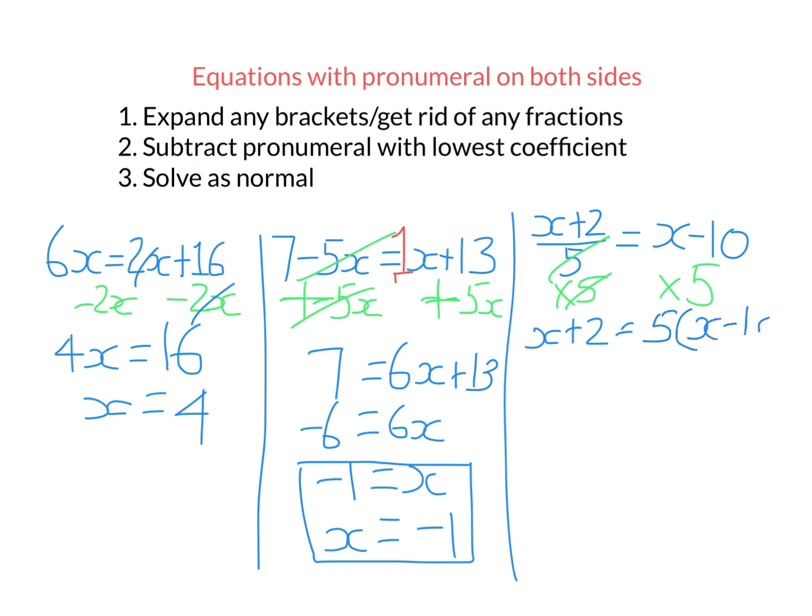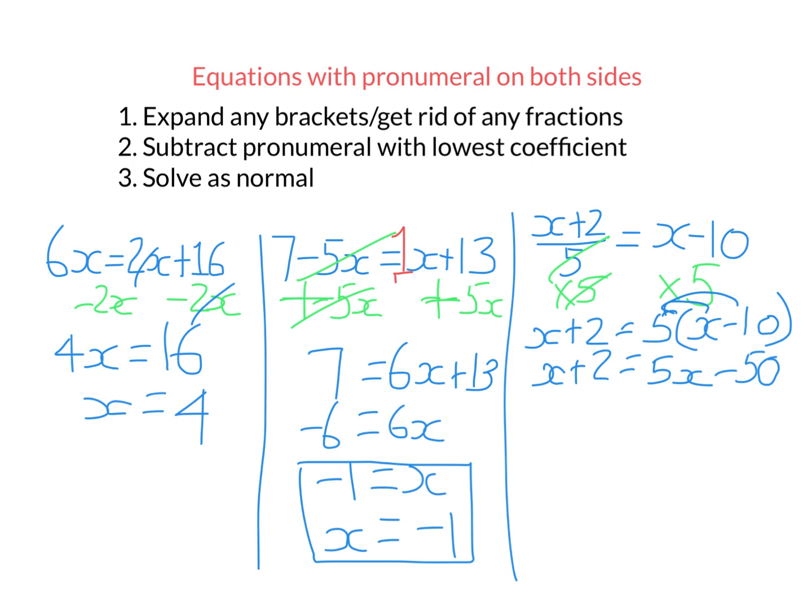So now I have a bracket. I need to get rid of the bracket by expanding. So I'll leave the x plus 2 alone. The way you expand brackets, remember you go 5 times x and 5 times negative 10, which is negative 50. It's called the distributive law because you distribute what's outside the brackets to everything inside the brackets. All right, now this equation looks just like these two. I've successfully navigated step 1. I've got rid of any brackets and fractions.